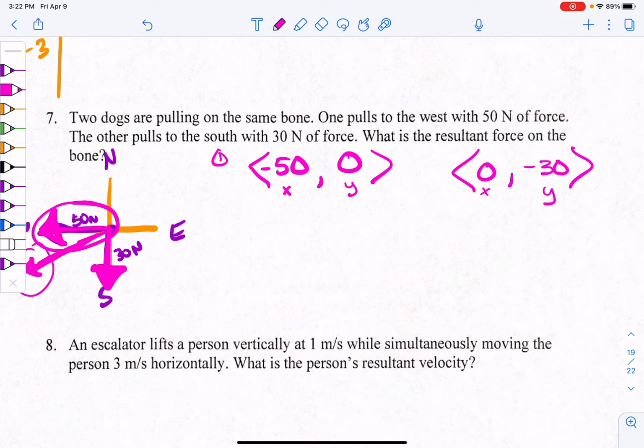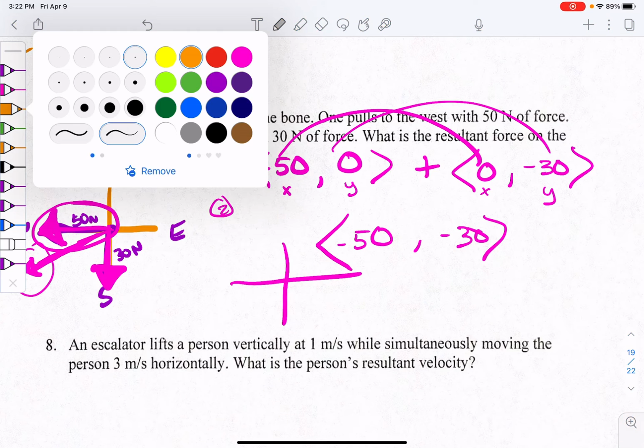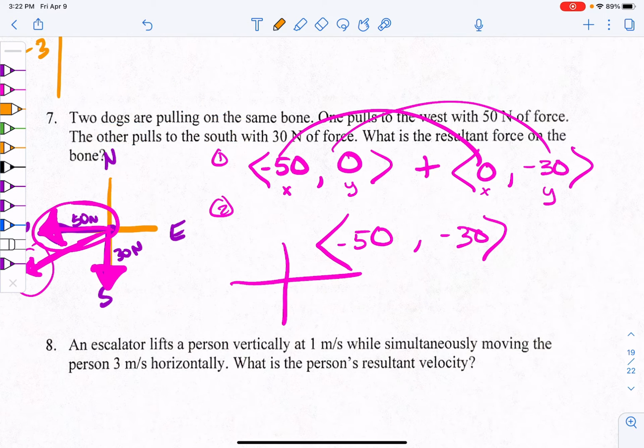Okay, so step number 2, we add those 2 vectors together. Which is also very easy. And it is negative 50, comma, negative 30. If I put the x's together and the y's together, negative 50, negative 30. So we can see that the bone is going to drag the dogs along, and it's going to go negative 50 in the x direction, and negative 30 in the y direction, and it's going to end up looking like that.